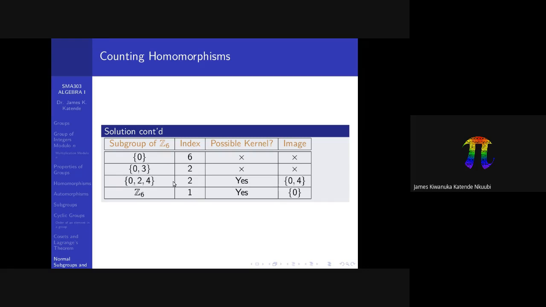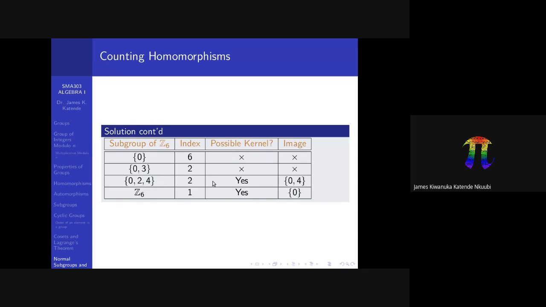But 0, 2, 4 is of index 2. 2 is a divisor of 8. And therefore it's a possible kernel. And we have a subgroup of order 2 in Z8. Z6, the whole group, has index just 1, and it's a possible kernel because we have a subgroup with 1 element in Z8, which is a possible image. So this second homomorphism is easy to construct because every element in Z6 is just sent to 0.